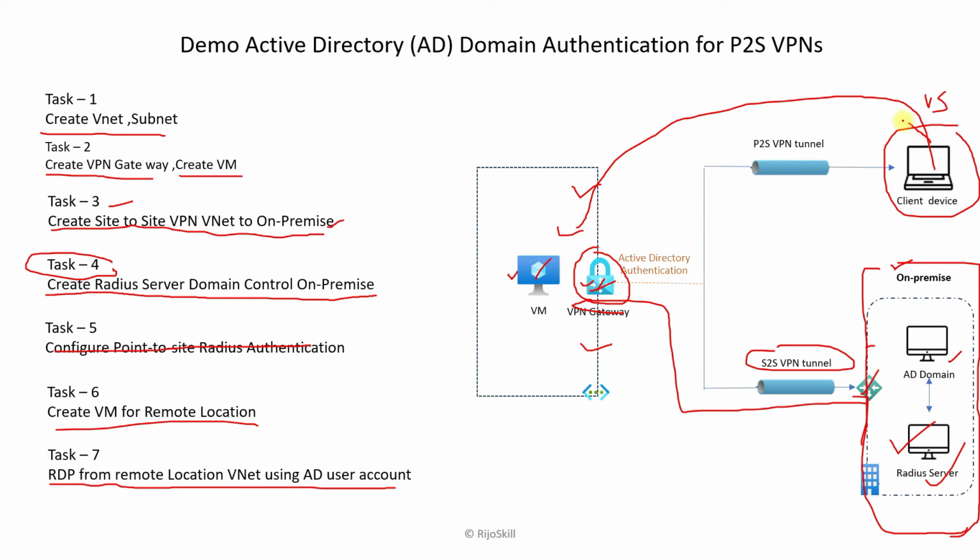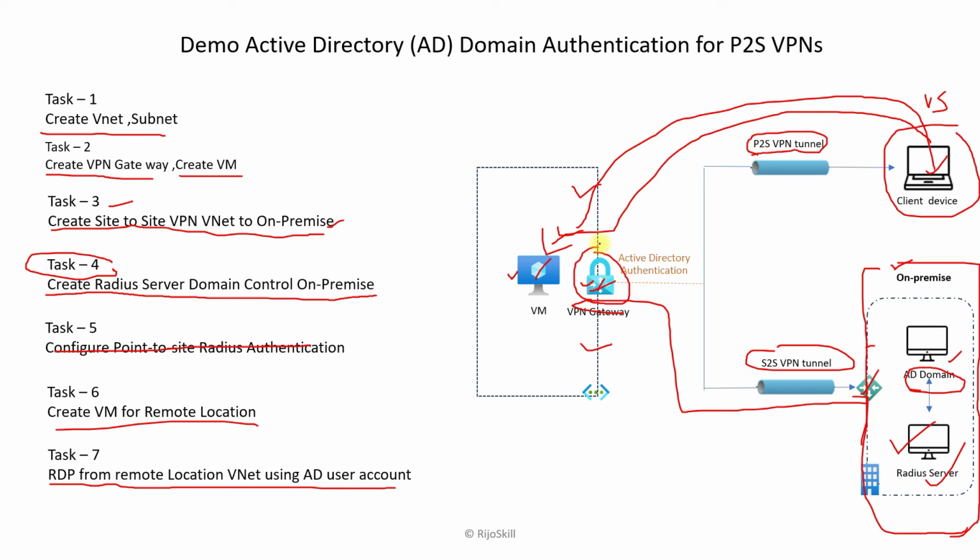So here we need to give the remote location to our client device connected to our VM using the Active Directory Domain user name and password. Okay, we will check that connectivity using point-to-site VPN tunnel.